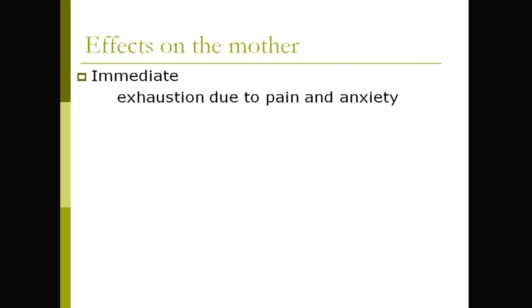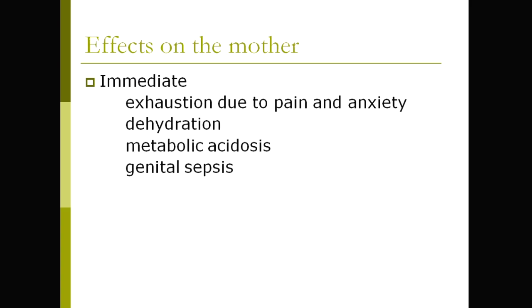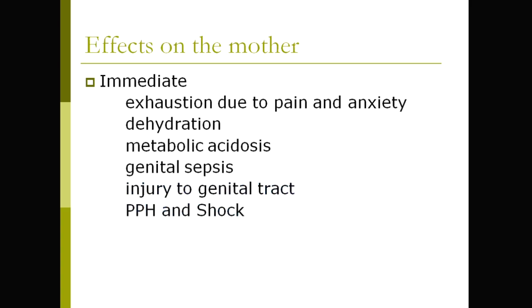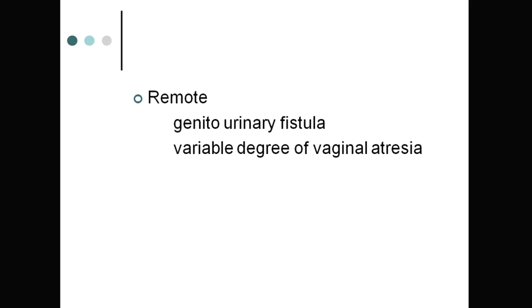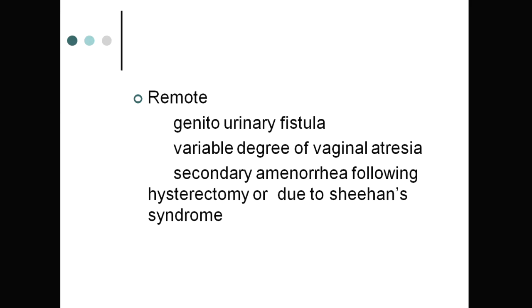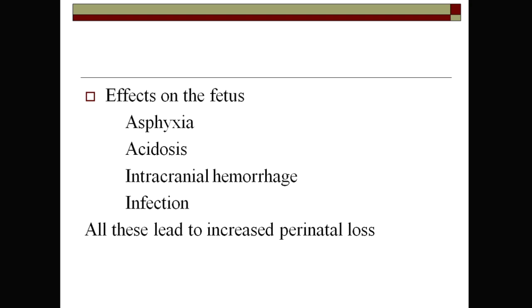Effects on the mother. Immediate effects include exhaustion due to pain and anxiety, dehydration, metabolic acidosis, genital sepsis, injury to the genital tract, postpartum hemorrhage and shock. Death due to rupture of uterus and sepsis with metabolic changes. The remote complications include genitourinary fistula, variable degree of vaginal atresia, secondary amenorrhea following a hysterectomy or due to Sheehan syndrome. Effects on the fetus include asphyxia, acidosis, intracranial hemorrhage, infection. All these lead to increased perinatal loss.